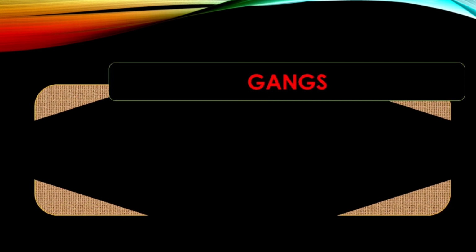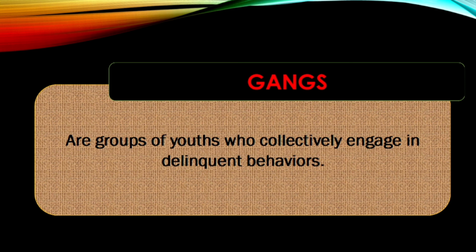Okay? Next, gangs. Gangs are groups of youth who collectively engage in delinquent behavior. So, I hope you are familiar with gangs. Gangs always take note, a group of youth. Not only youth, it is not only applicable for youth, but gangs are also applicable for adults. Since we are referring to juvenile delinquency, we are now referring to youth gangs.